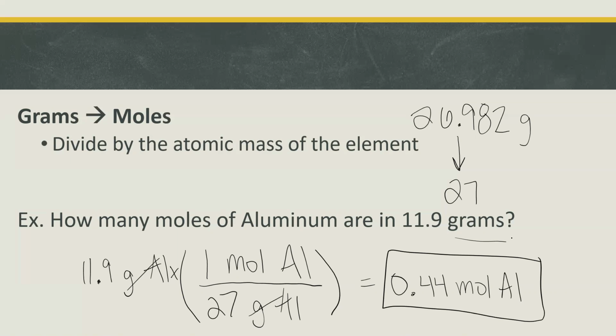Final answer. Once again, I put my number out front. Whoops, I didn't mean to cross it out. I put my number out front, 1 mole on the top, divided by the atomic mass of aluminum from the periodic table. Grams to moles.